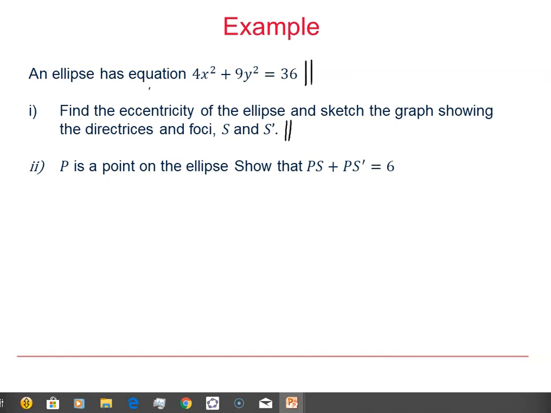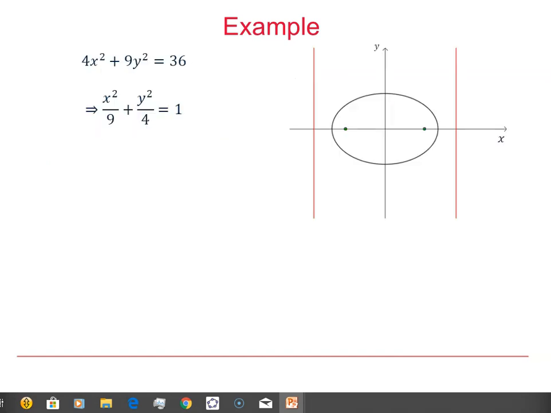So let's do that in a little bit more detail. Here we have the expression that we were given. Dividing through by 36 gives us x squared over 9 plus y squared over 4 equal to 1. So immediately we can see that a is equal to 3, b is equal to 2, and we have that b squared, which is 4, is equal to a squared, 9, times 1 minus e squared.